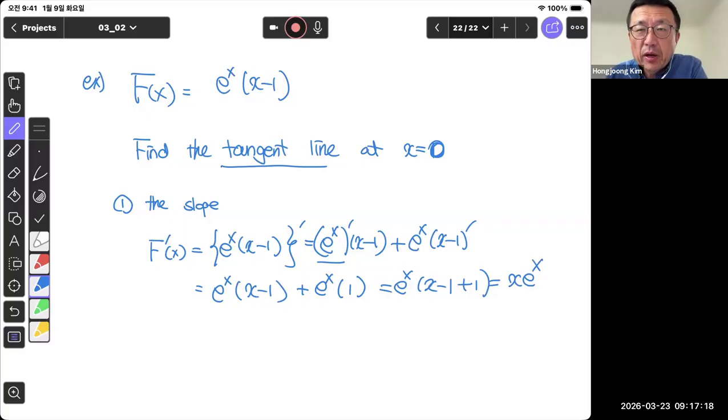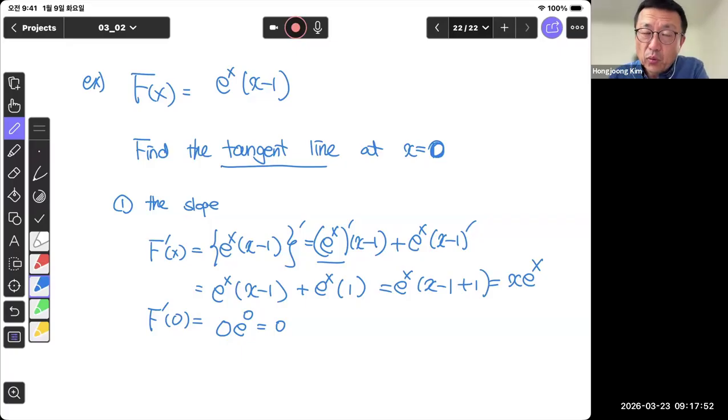And I want to find the slope of the tangent line when x is 0. So if I evaluate this f prime at 0, plugging in 0 to this result, you get 0 times e to the 0. E to the 0 is 1, but 0 is multiplied, so the final result is 0. Okay, so the slope is 0. That means the tangent line will be horizontal.